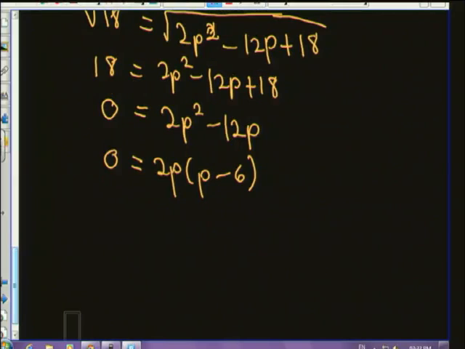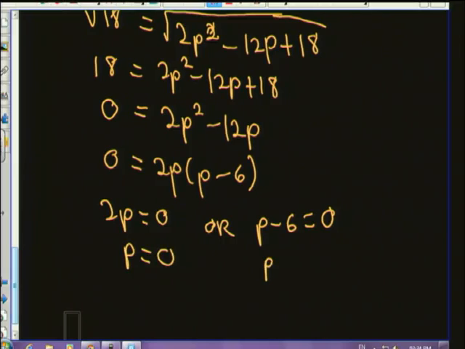Okay, I've got a product of two things. I'm getting an answer of 0, so it means that 2p is equal to 0, or p minus 6 is equal to 0. That means that p is either equal to 0 or p is equal to 6.